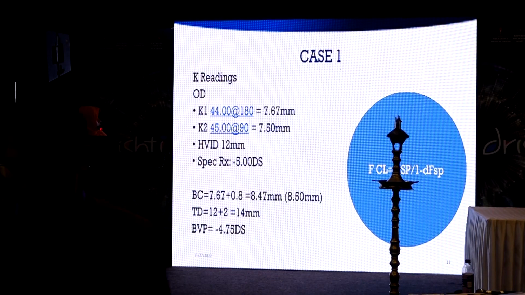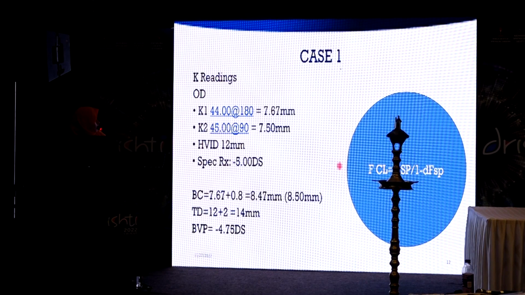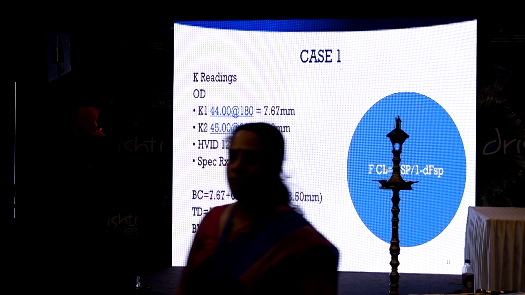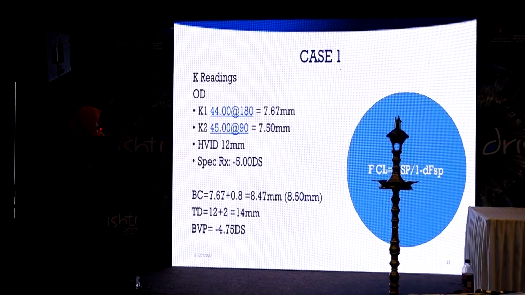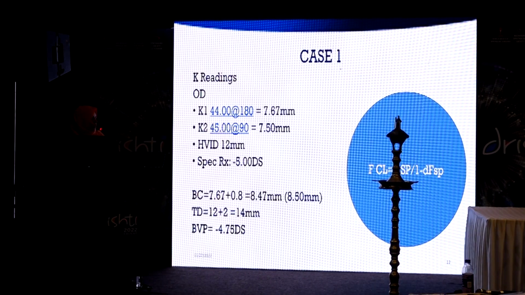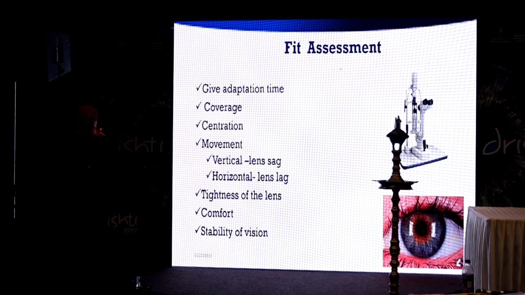So there is a case of K1 44 180 7.67 and K2 is given. HVID is 12, and spectacle RX is minus 5. So it is calculated with FCL equals FSP by 1 minus d into FSP. So it will give a base curve around 8.47, and you have to add HVID plus 2, it will be giving 14. So with that FCL we will get the back vertex power as minus 4.75.